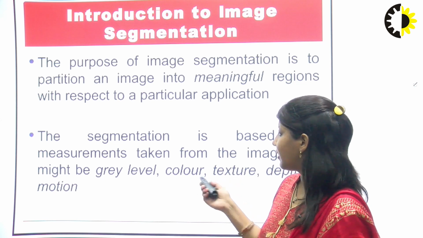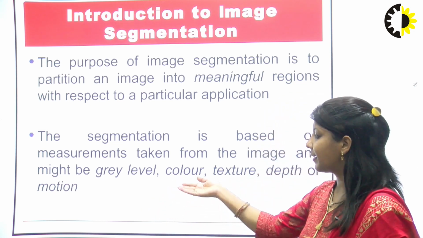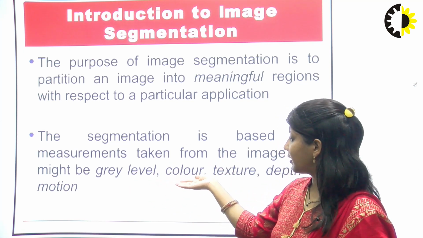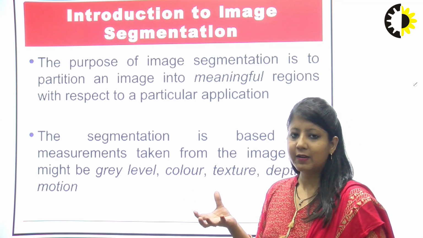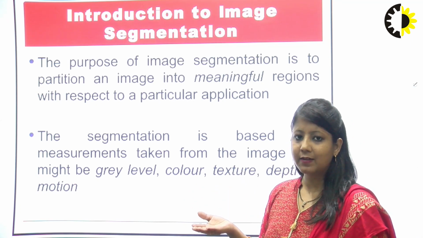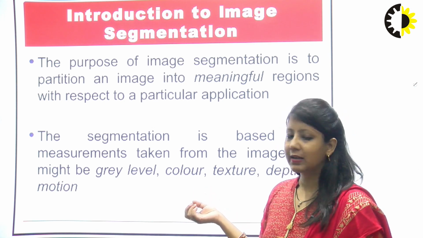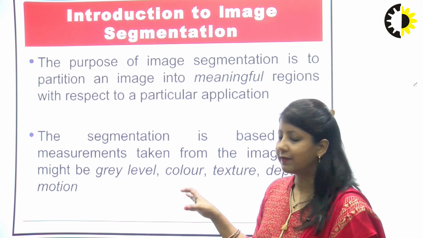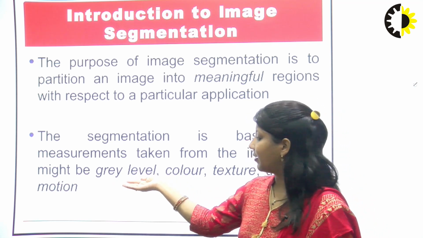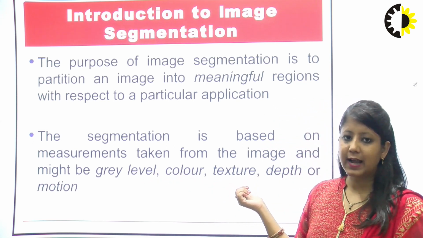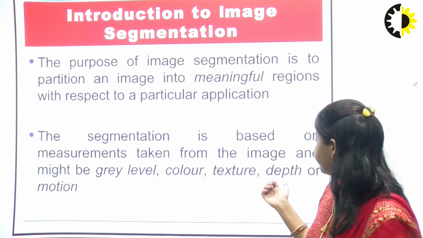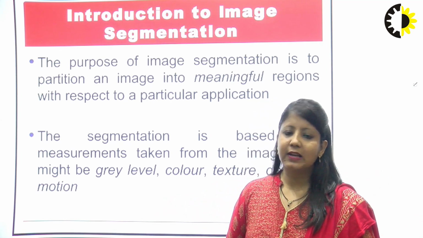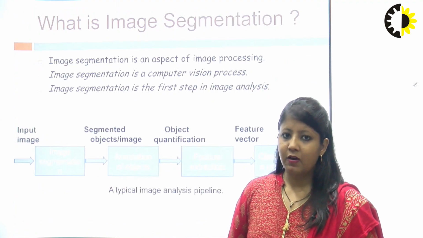We can partition the images based on gray level, or based on color level, like the red channel will be divided into one segment, the green channel into another segment, and the blue channel into another segment. So there are different parameters on which we can divide our images into different segments. Gray levels can be there, color can be there, texture can be there, and there can be any depth or motion in the image. These are the different parameters by which we can apply different techniques on the image for segmentation.